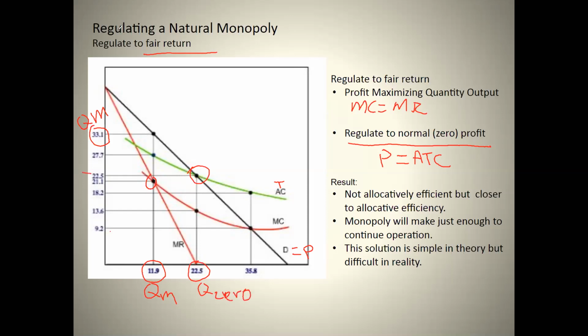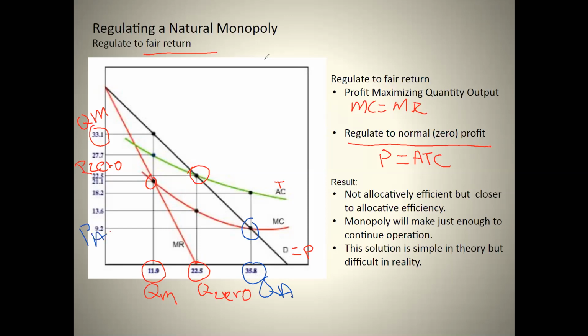And the price would be right here, P0. No reason to subsidize them. They're breaking even. This is not allocative efficiency. I'm going to pick a different color. This point is not allocatively efficient, however. Allocative efficiency is price equals marginal cost. It's right here. This would be Q allocative efficient. But it's closer to allocative efficiency. And this would be price allocative efficiency.